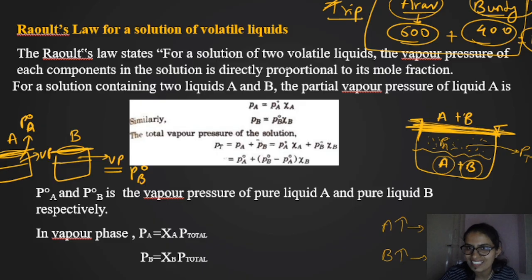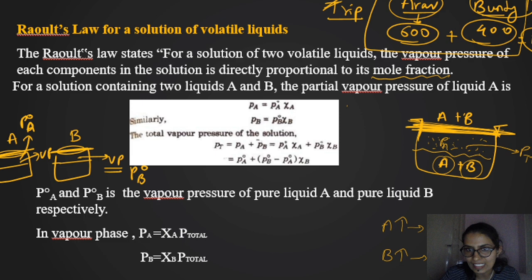Same thing they are saying in a statement. The vapor pressure of each component in solution is directly proportional to its mole fraction. So they are considering its mole fraction. They are saying it in terms of mole fraction. So the partial vapor pressure of each component is directly proportional to its mole fraction.